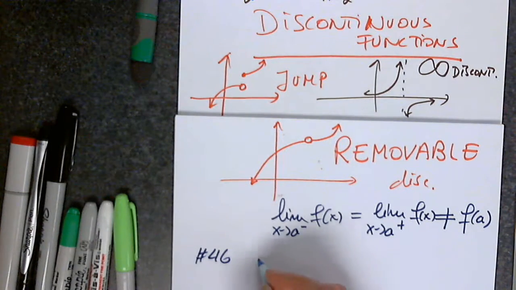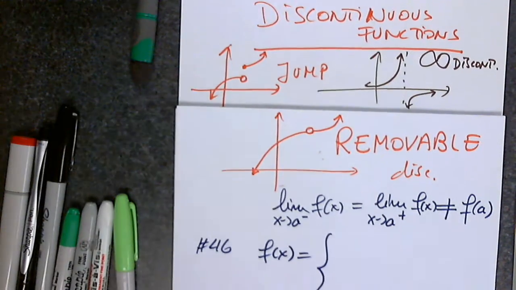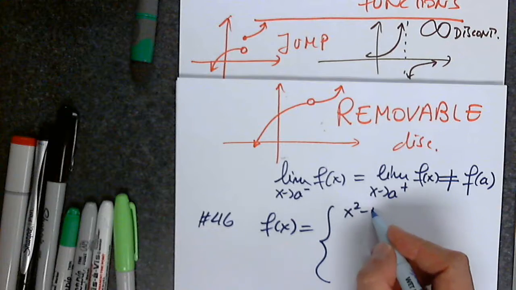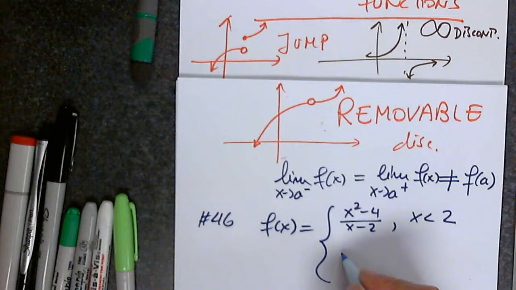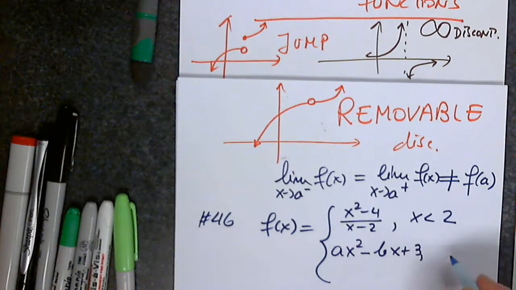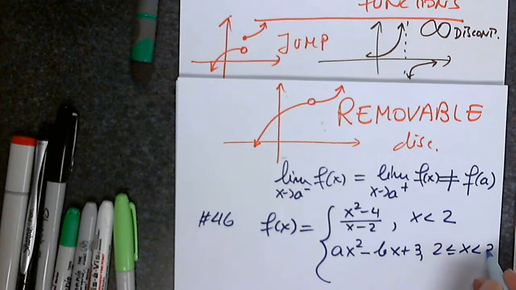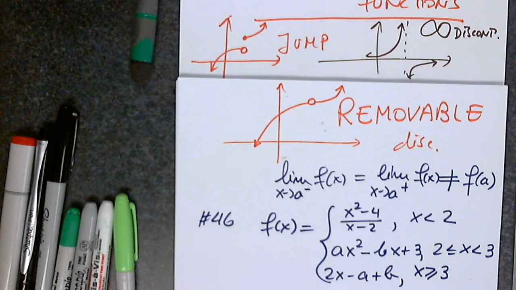in which I'm given a piecewise defined function. It has three pieces. It has x squared minus 4 over x minus 2 for x less than 2. It has ax squared minus bx plus 3 for 2 less than or equal to x less than 3, closed at 2, open at 3. And 2x minus a plus b for x greater than or equal to 3. Here's the question. Find the values of a and b that make f continuous everywhere.